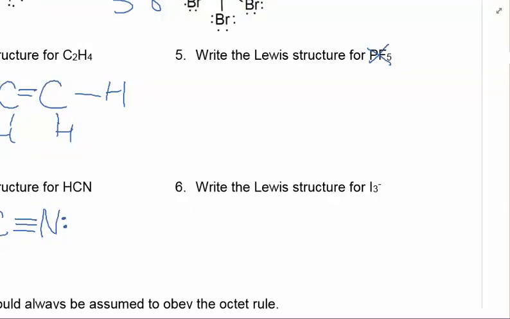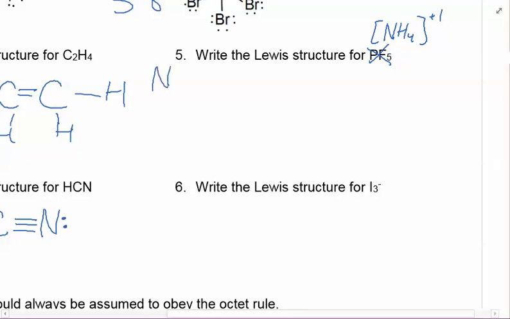Instead of PF5, we're actually going to take a look at an ion. We're going to do ammonium, which is NH4, and it has a +1 charge. I wanted to point out what happens with these ion ones because it's a little bit different from what we're used to. There's one more thing that we'll do with them.